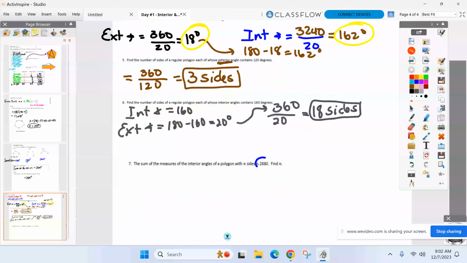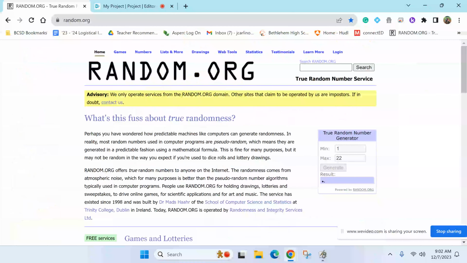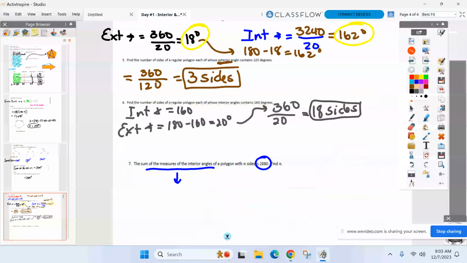I'm giving this number 2,880. It is the sum of the interior angles. You have a formula for that. You created it yourself in your groups today. What's the formula for the sum of the interior angles? What formula do I need here? Here we go. Drew, what's that formula? 180 times n minus 2. Yeah. And in this case, it's equal to 2,880.